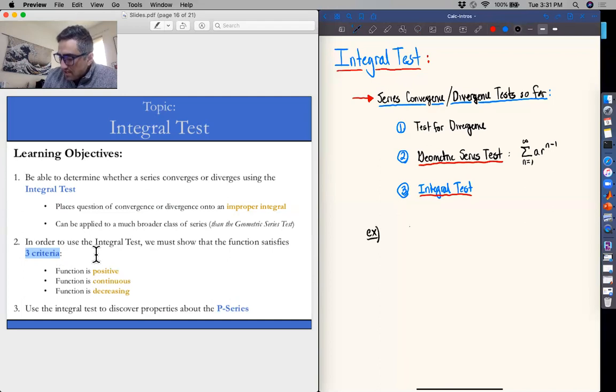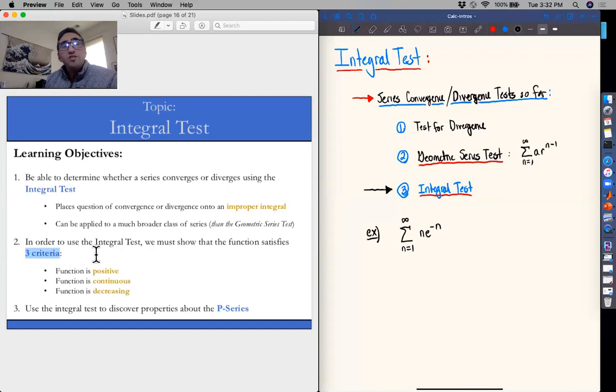If we're considering a series like the following, from n equals 1 to infinity, say the series n times e to the minus n, well, this series is not a geometric series. You can go through that test. This series will pass the test for divergence. So at this junction, the only thing we can try to use for this series is this so-called integral test.